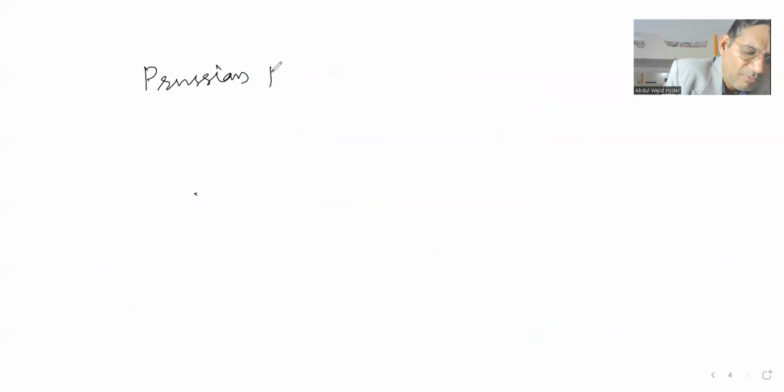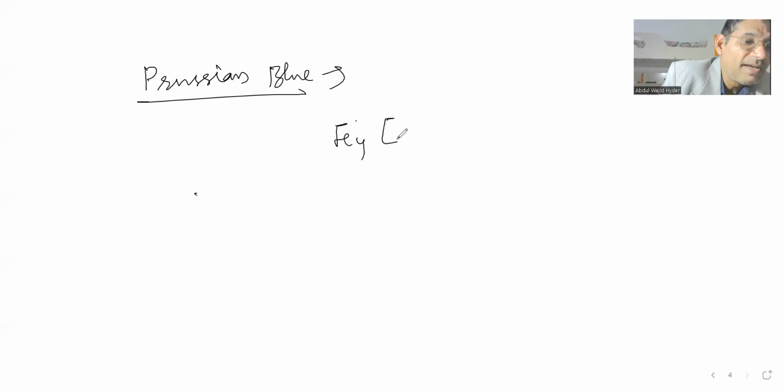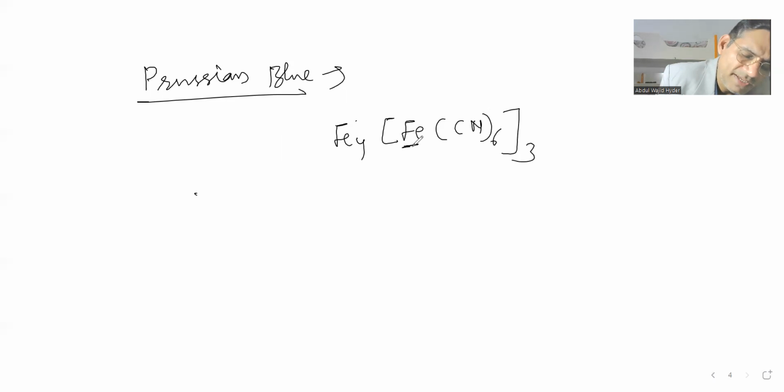Prussian blue. What is Prussian blue? Prussian blue is Fe4[Fe(CN)6]3. This is Prussian blue. Now see, this is 2 plus charged. How many Fe have you taken? See how many CN are there? 6 3s are 18. So it is 18 minus.